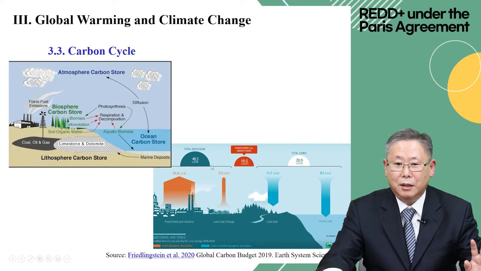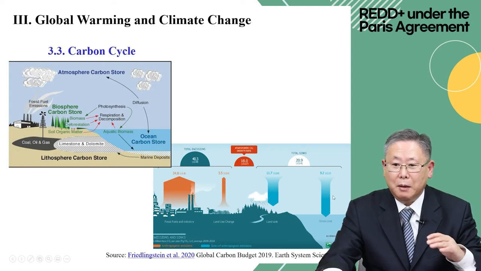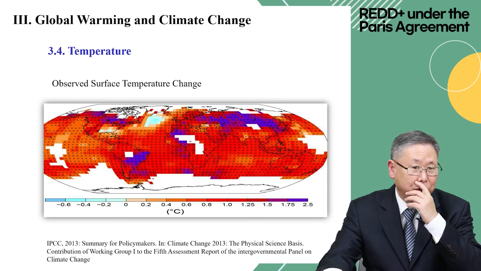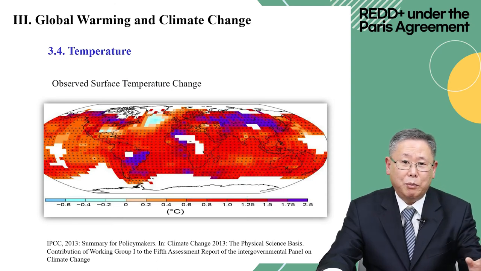See here how the volume of carbon is moving around. From CO2, from the industrial and building, transportation, we emit to the sky, and then trees absorb, and then the ocean absorbs. But still, there are some remainings in the sky. And also this global warming and climate change, temperatures go up.